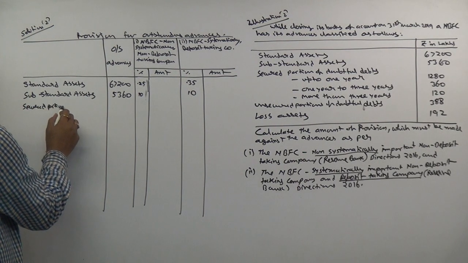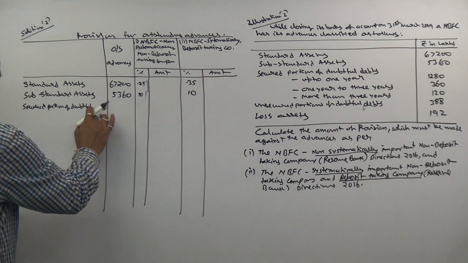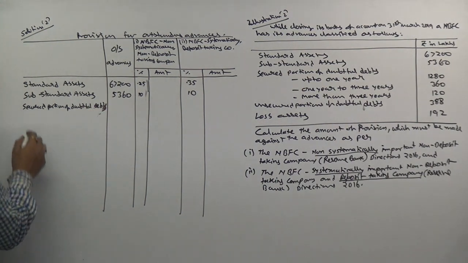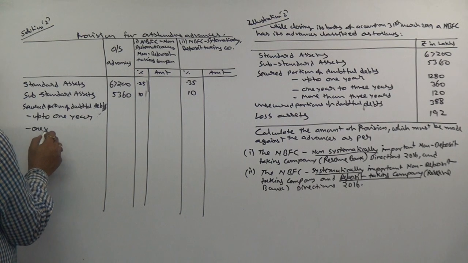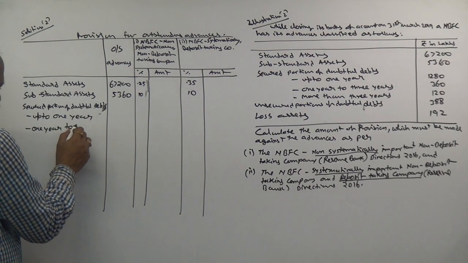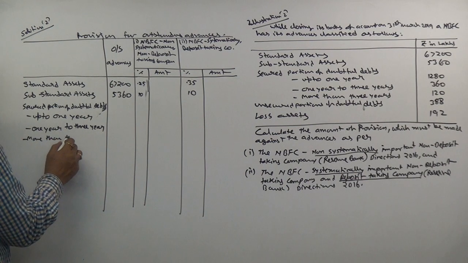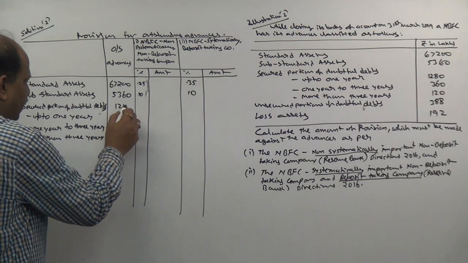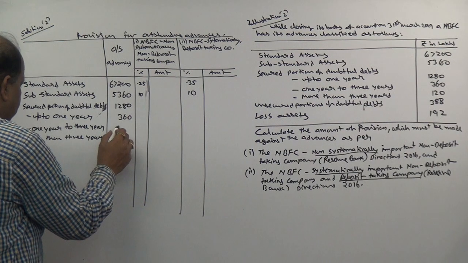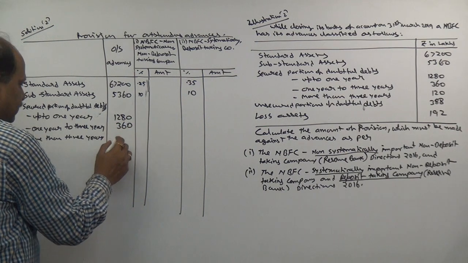Secured portion of doubtful assets, or also we say debts: up to 1 year, 1 year to 3 years, more than 3 years. Secured portion means even secured then also. So 1280, 360, 1280, 360, 120.